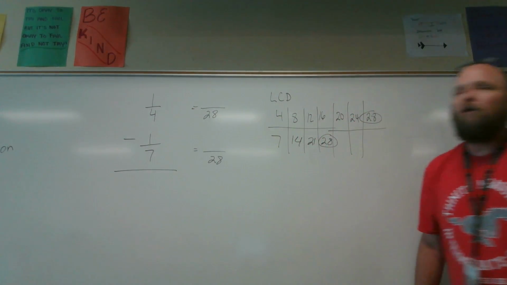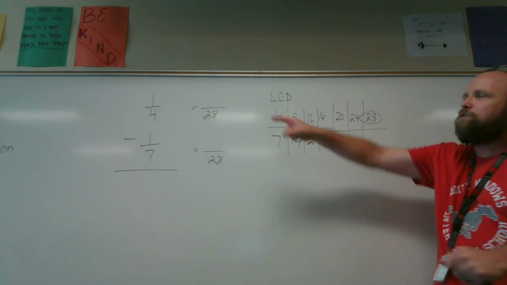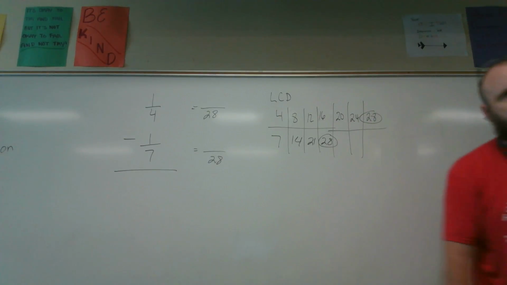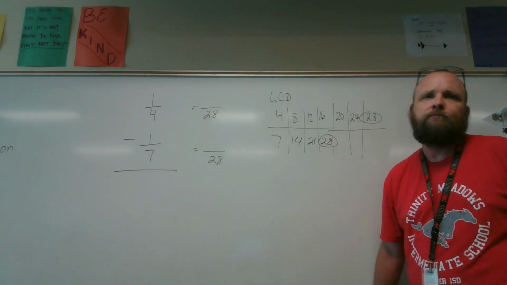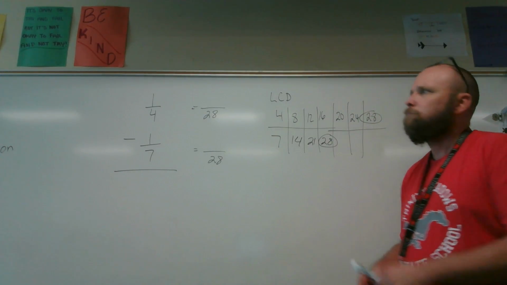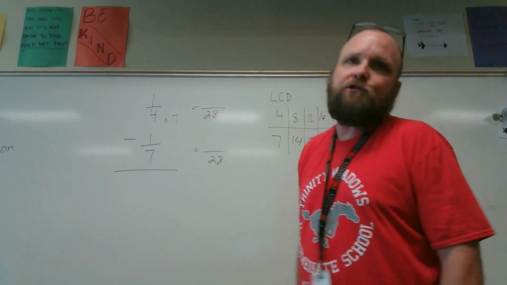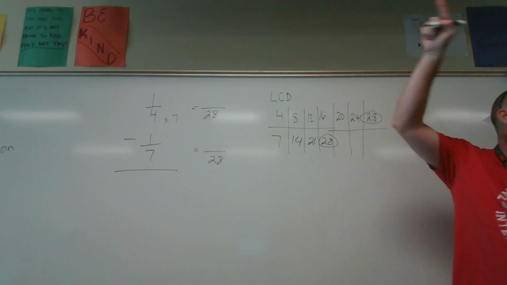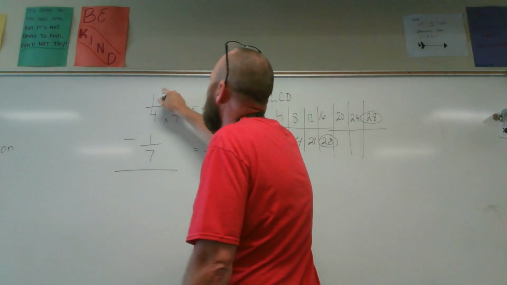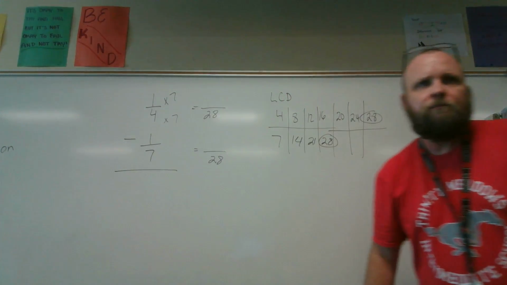Gunner, how do I get from 1/4 to something over 28 without changing the value? Times 7. Good. I have to multiply 4 times 7 equals 28. Whatever I do to the denominator, I must also do to the numerator. So Gunner, what is my numerator? 7.